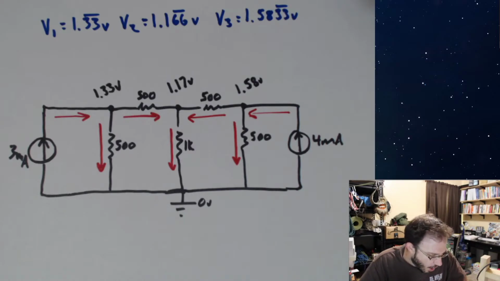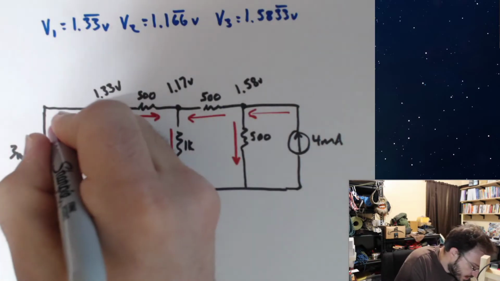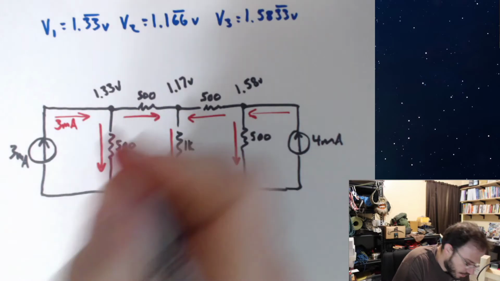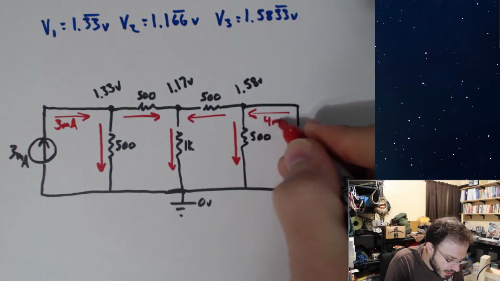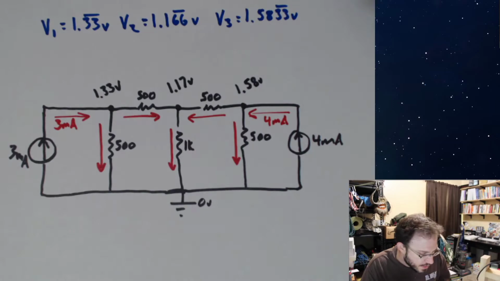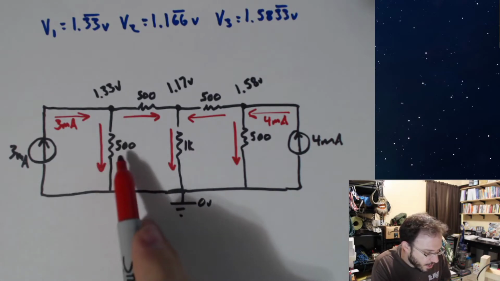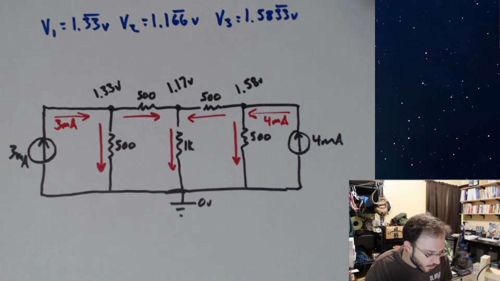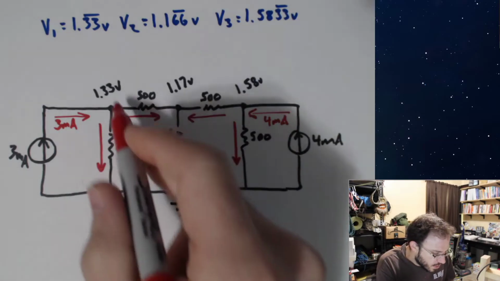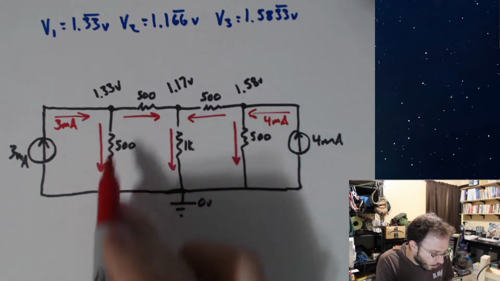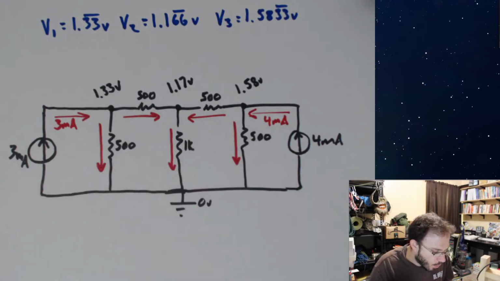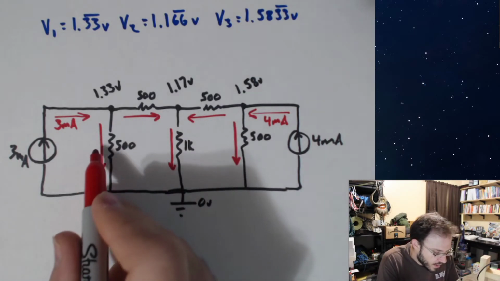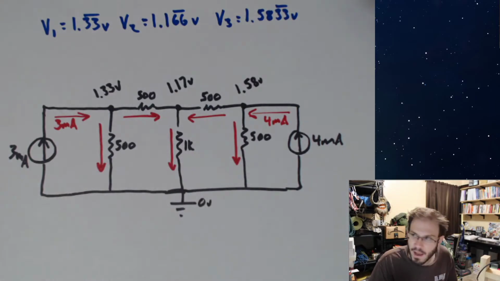Now, as far as solving for any one of these currents, easy. This is 3 milliamps given by the problem. Over here is 4 milliamps given by the problem. Let's look at this 500 ohms. I have 1.33 volts on this side and 0 volts on this side, so my voltage drop across the 500 is 1.33 volts. If I want to know what this current is, it's 1.33 divided by 500.